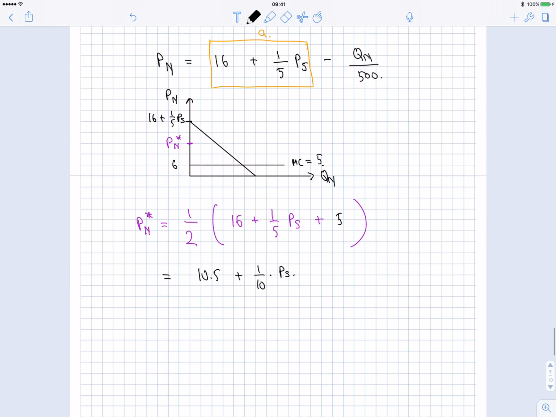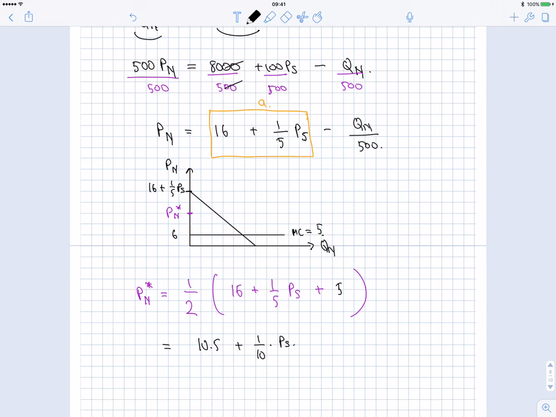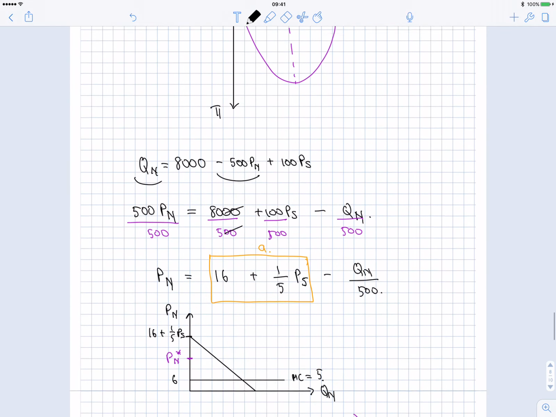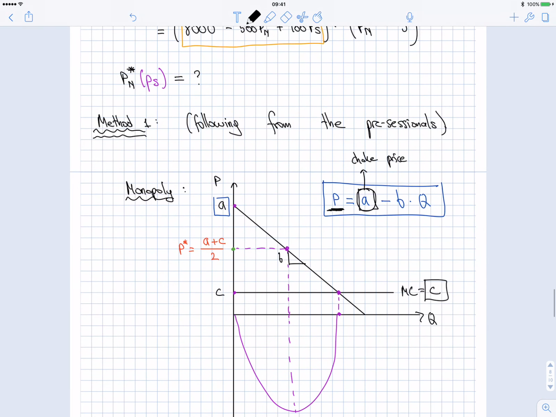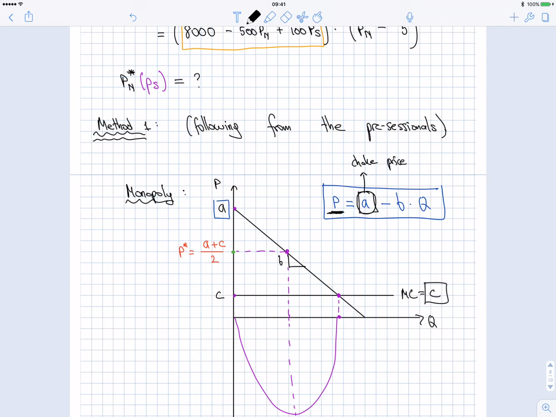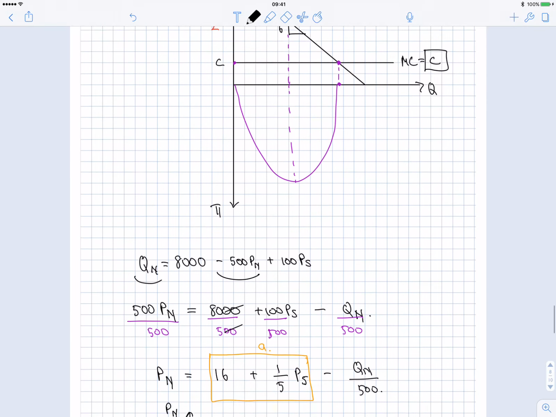Why is it best? Because it maximizes profit. Why is it a response? Because it's a function of your opponent's price. So this method here is perhaps the easiest, and slightly more intuitive or a bit more formula based, okay? And that's the one that's also provided in your solutions, okay? Here's method 2.